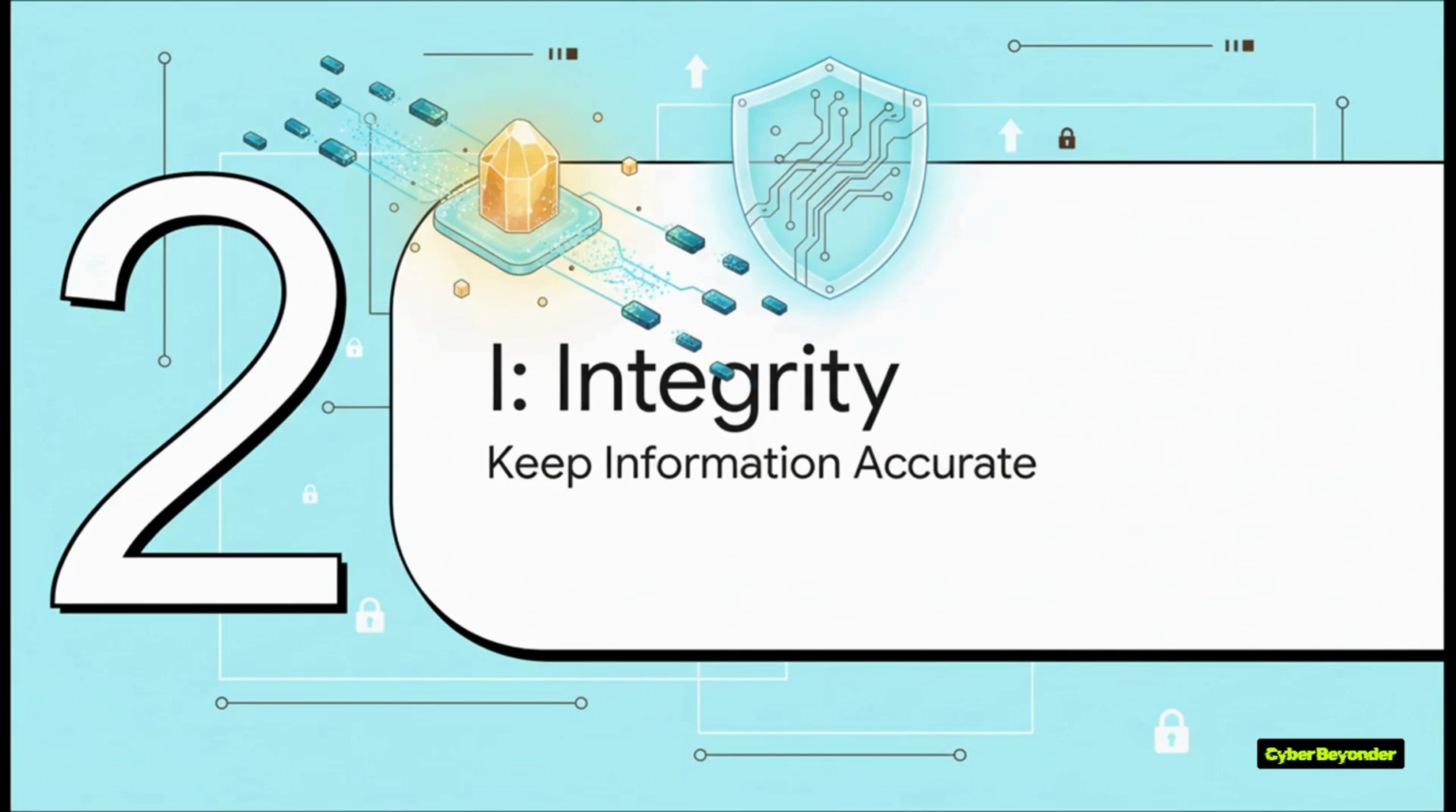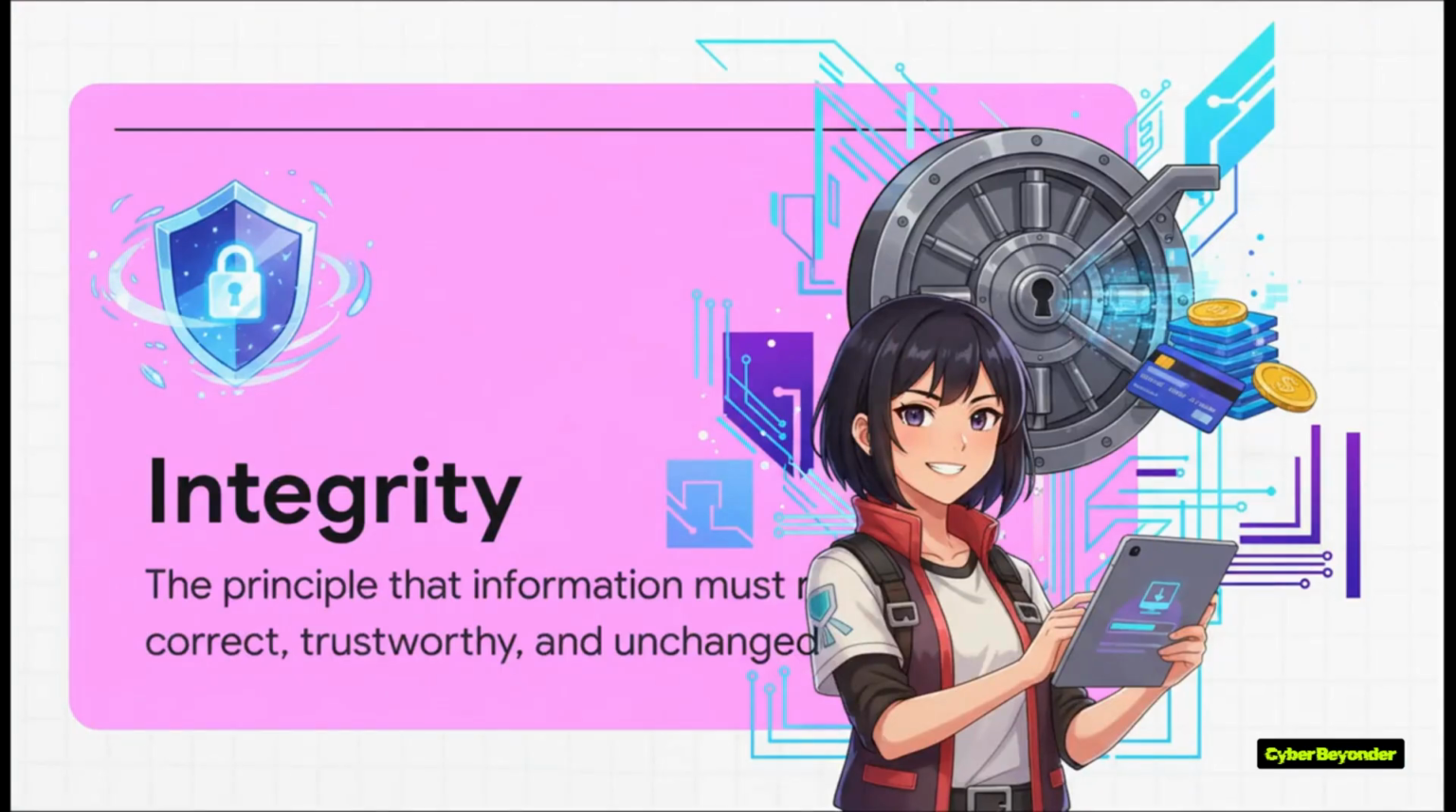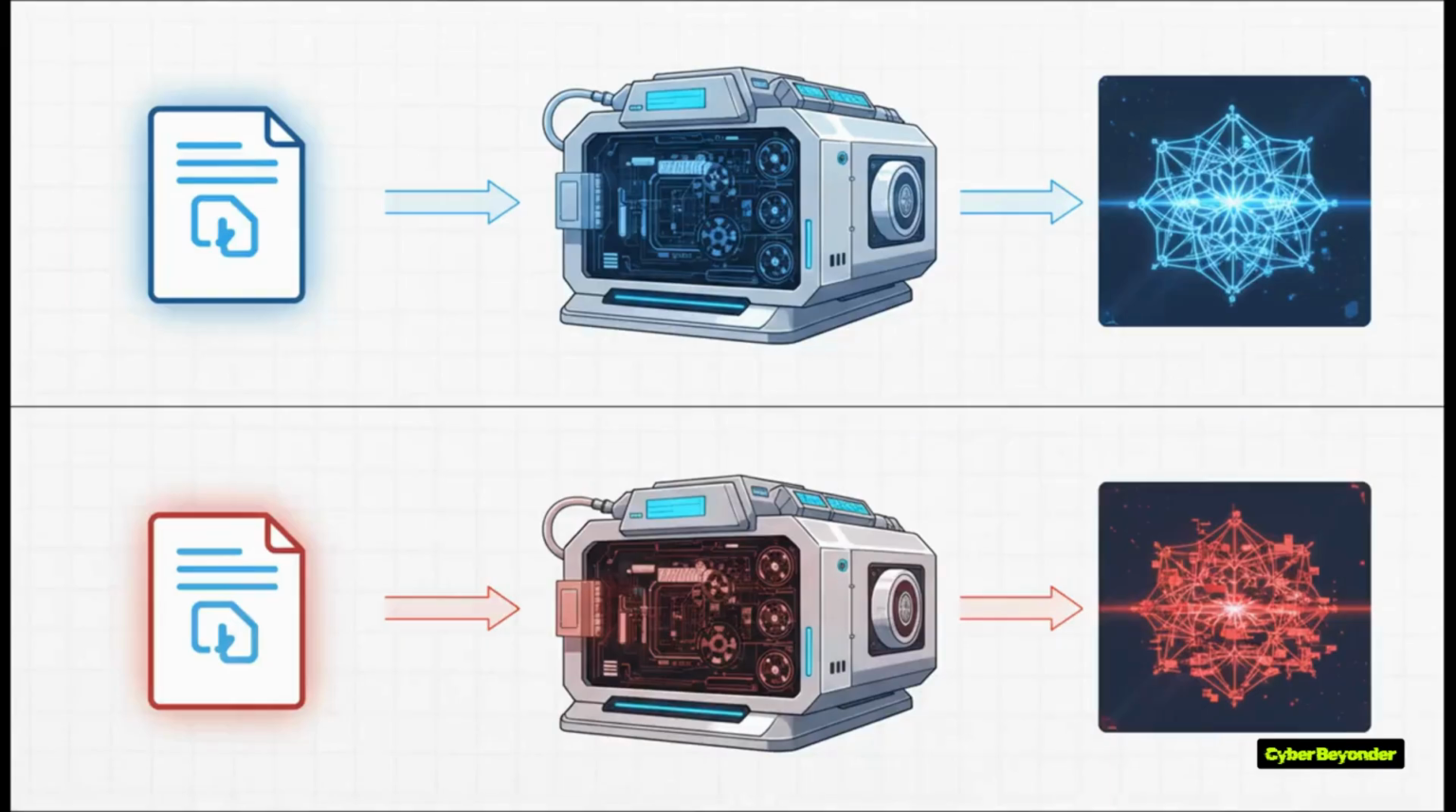That brings us to our second pillar, I for integrity. Integrity is 100% about trust. It's the guarantee that the information you're looking at is the real deal, that it's authentic and nobody's messed with it. Think about your bank balance or a software update for your phone. You have to be able to trust that it is what it says it is. So how do we actually maintain that trust?